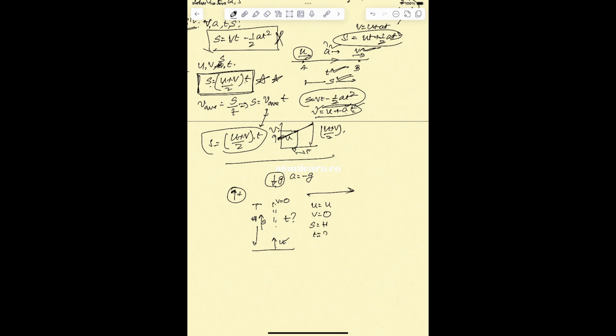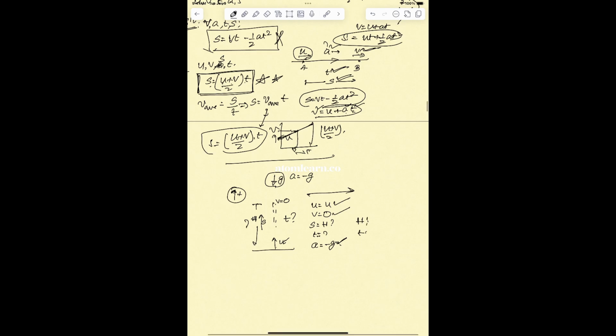Now t is unknown. Then what other thing is known? a equal to minus g is known. Therefore, there are actually four equations. In fact, s need not be given; s is the question mark. We are asked to find the maximum height reached. That means u is known, v is known as 0, and a is known. Therefore, you can find h, and you can find t.